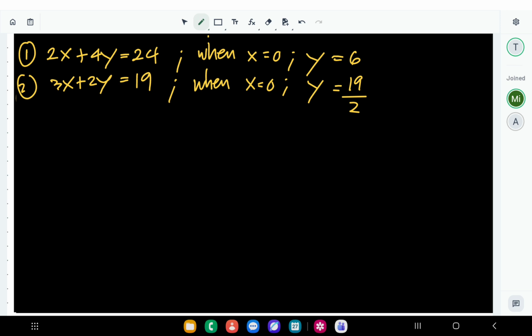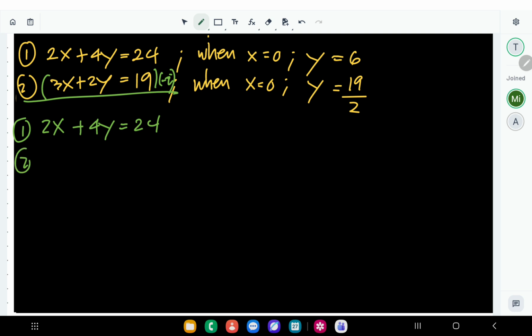And then we solve for x and y. Or we can do elimination here. We multiply the second equation by negative 2. So this is the first equation, 2x plus 4y equals 24. The second equation would become negative 2 times 3 is negative 6x minus 4y. What is negative 2 times 19? Okay, negative 38.